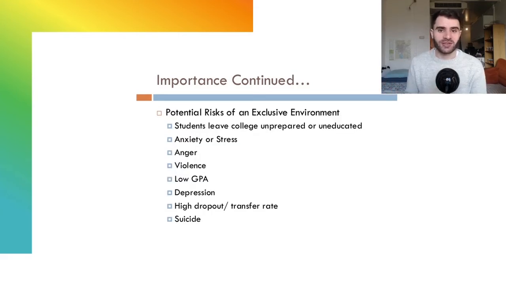Now let's talk about the opposite. What can potentially happen if we do not create an inclusive environment in the university? Students leave college unprepared or uneducated, in anxiety and stress, anger, violence, low GPA, depression, high dropout and transfer rate, and even suicide. All of those are very unfortunate and undesirable outcomes that we should definitely try to avoid by using inclusive language and creating an inclusive environment.